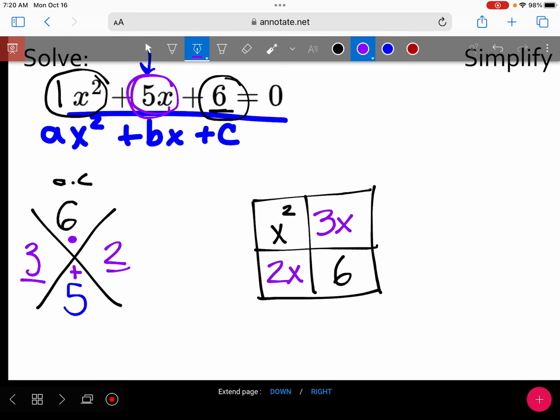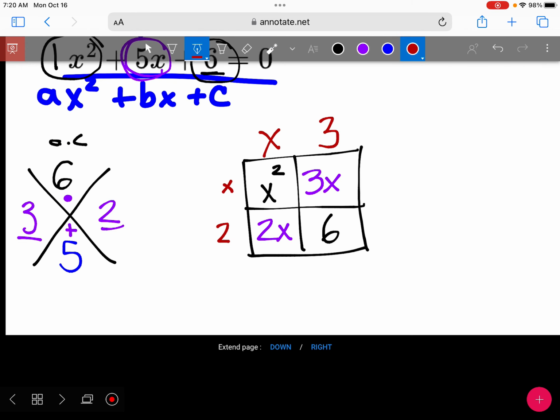So we're going to pull our factors out in columns and rows. Shared between x squared and 2x is just an x. And shared between 3x and 6 is a 3. The common factor between x squared and 3x is just x. And the common factor between 2x and 6 is just 2. So it gives us our factored form of x plus 3 times x plus 2, and this all still equals 0.